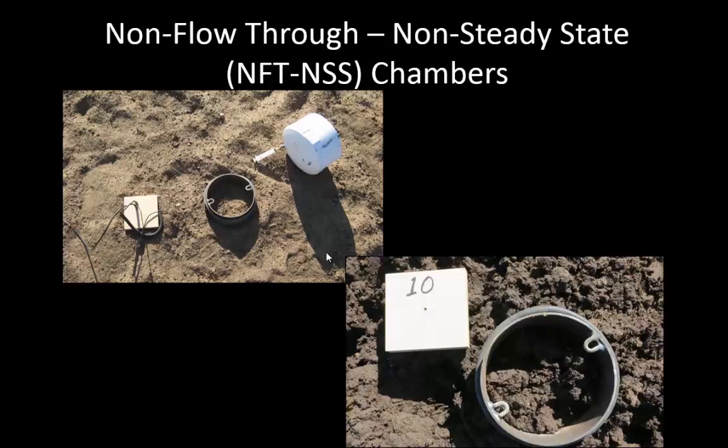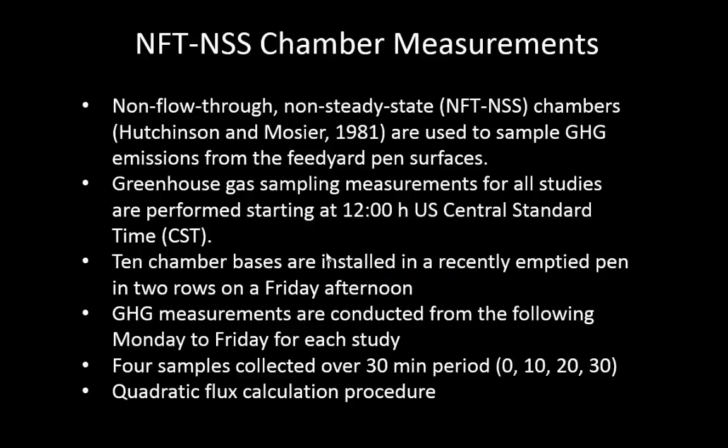Most of the time in Texas, that's what your feed yard looks like. Very powdery on the surface, compacted below that. Very occasionally, it gets a little wetter. So what are the challenges in doing that? These non-flow through, non-steady state chambers have been well researched, they're well documented in the literature. Hutchinson and Mosier are very well founded in the literature in terms of defining how they're used. How do you use those to sample from feed yard surfaces, and what are the issues?